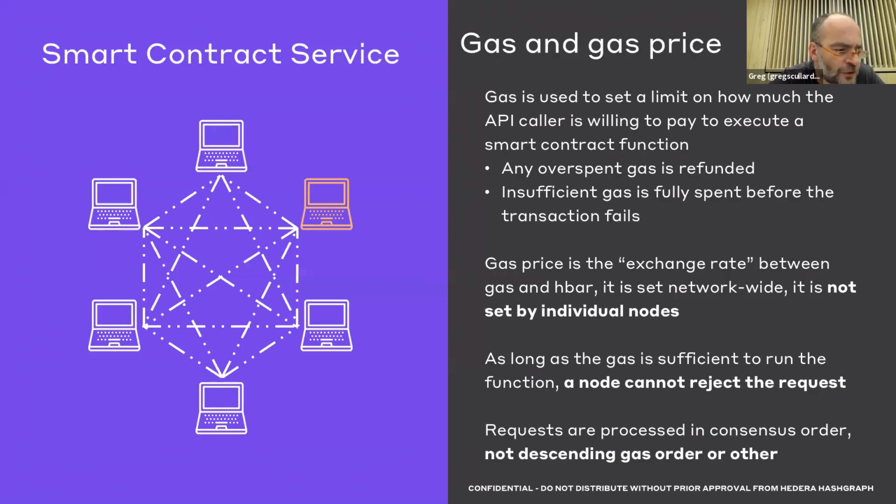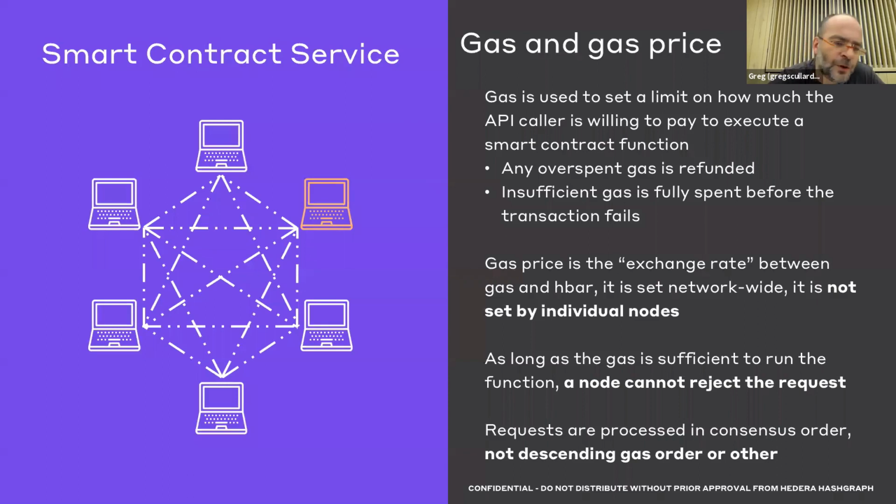A node will receive your request to run a particular function. It will validate that the transaction request is correct, and it will send it to the network for consensus. And if it turns out that gas was sufficient, then the smart contract function will execute in consensus order, not in descending gas order or any other weird and wonderful way of, I'm not including your transaction into the next block because the gas amount you specified isn't worth my while, or any of those things.